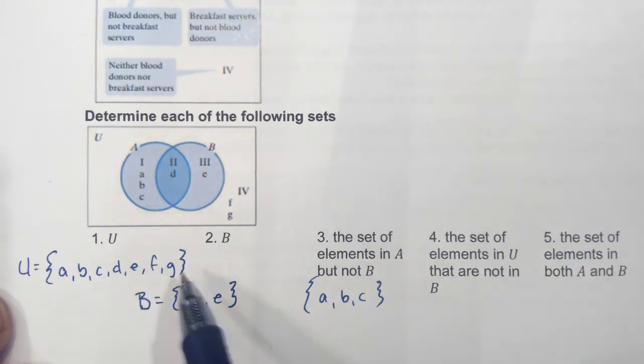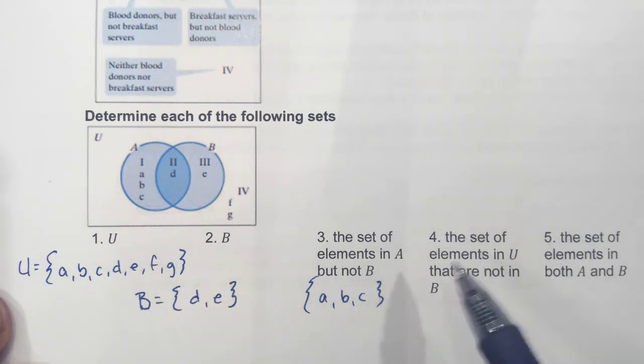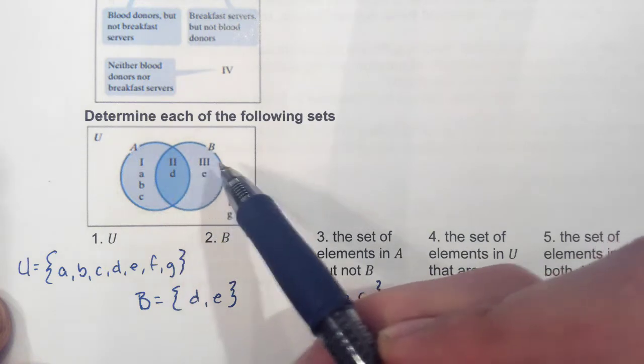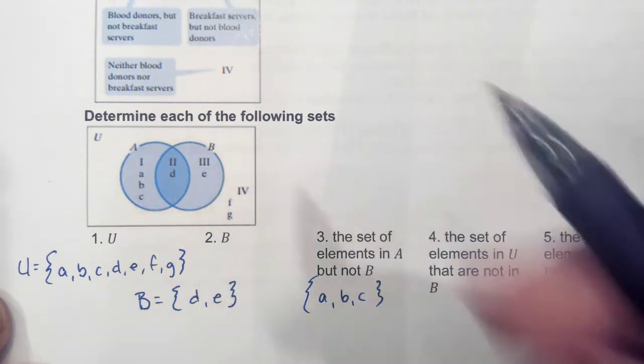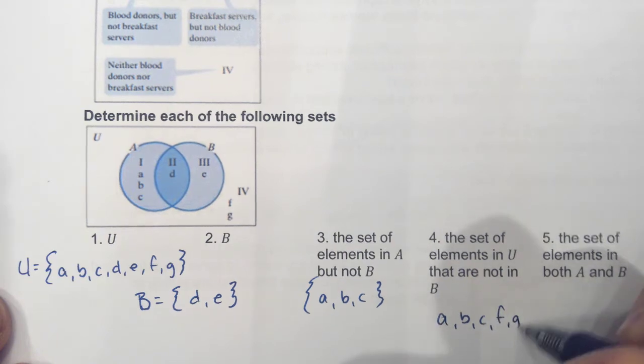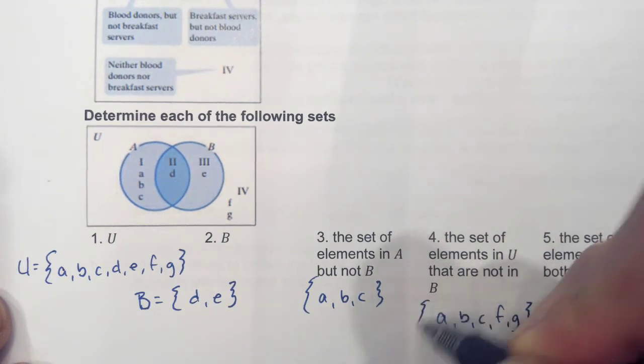The set of elements in U that are not in B. So what's everything in U? All of these. What's not in B? These 2 things are in B. So what's in U but not in B? A, B, C, and F and G. A, B, C, F, and G.